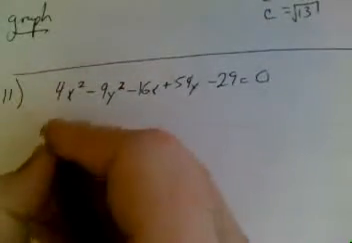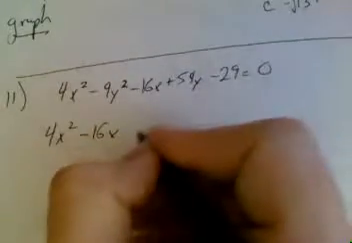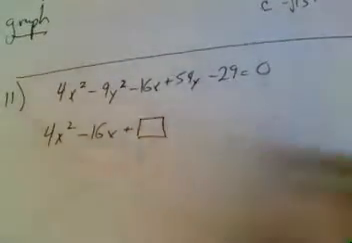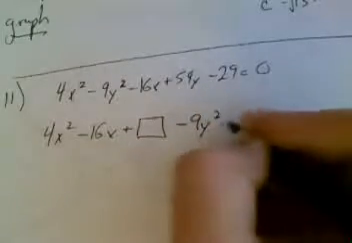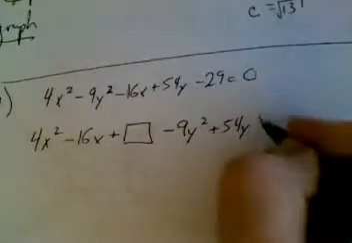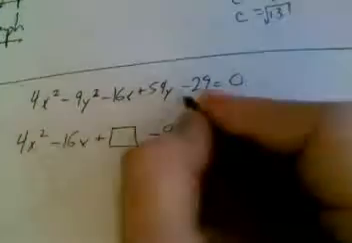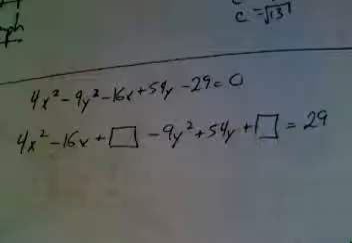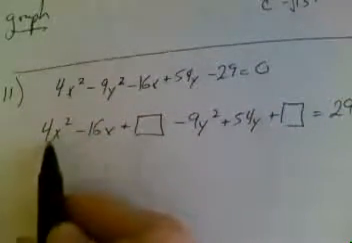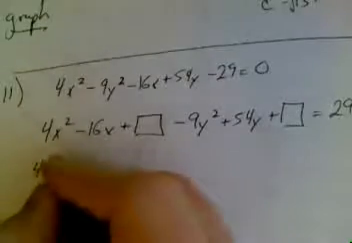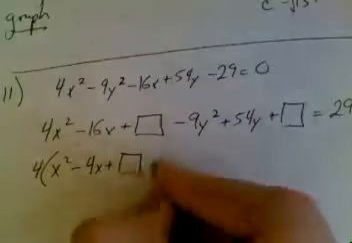So let me rearrange this and do some completing the square stuff. I'm going to have 4x squared minus the 16x, plus some number. Okay, I don't know what number that is yet. This is going to be minus 9y squared plus 54y plus some number, I don't know what that number is yet, is equal to a positive 29 because I'm adding the 29 to this side. Okay? For me to actually complete the square, I have to factor out the largest value in front of x squared, so it's 4 times x squared minus 4x plus some number.